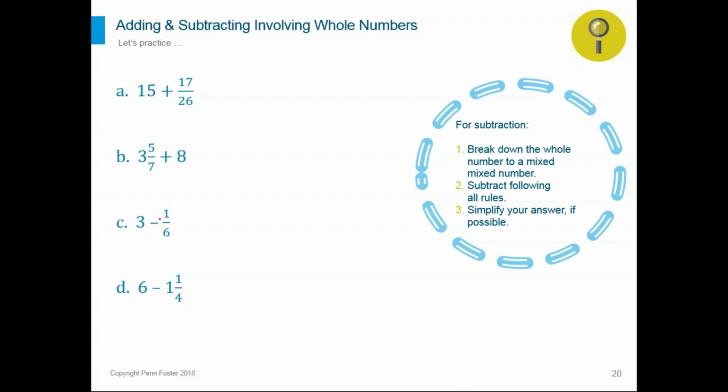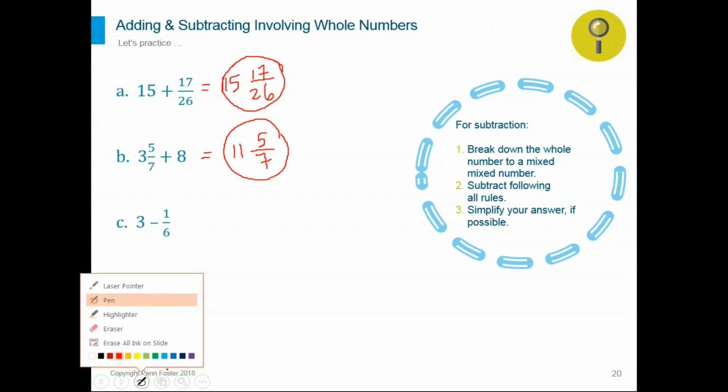In this kind of problem, number A, just add. 15 plus nothing is 15. 17 over 26 plus nothing. There's no fraction part here, so it's just 17 over 26. Nothing to simplify. This is your sum. That's it. Number B, it's addition, same way. 3 plus 8 will give you 11. 5 over 7 plus nothing will just give you itself, 5 over 7, and this is your answer. Subtraction is the one that you need to do more steps to do.